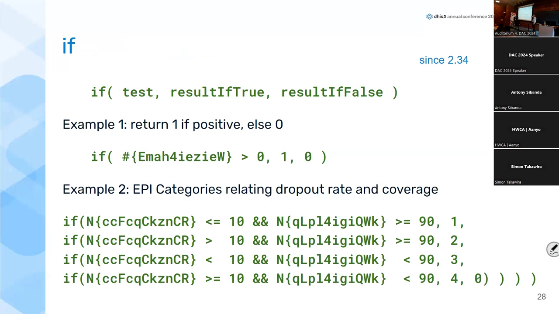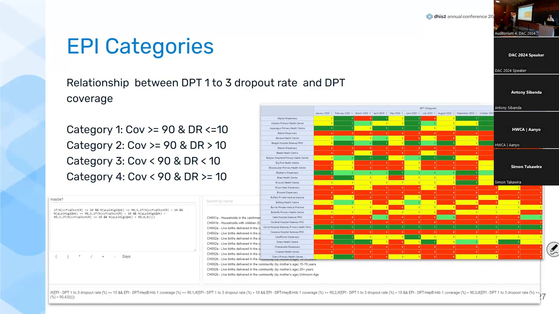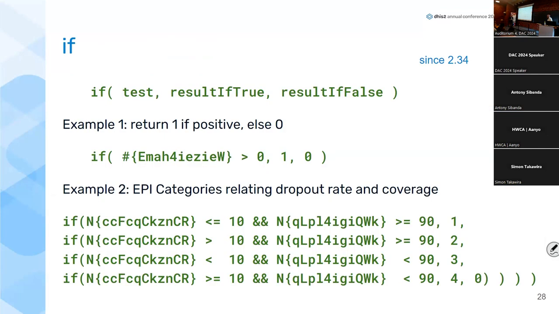And here's the actual code, what you'd put in your indicator. If the value is less than 10, and if it's between 10 and 90, do this. We're looking at two different things, the coverage rate and the dropout rate, and the combination determines whether we're red, yellow, green, or whatever the other color is. Two different shades of green. If the coverage rate is less than or equal to 10 and the dropout rate is greater than or equal to 90, if I remember correctly, or did I reverse them? Something like that. This is how you'd make it.